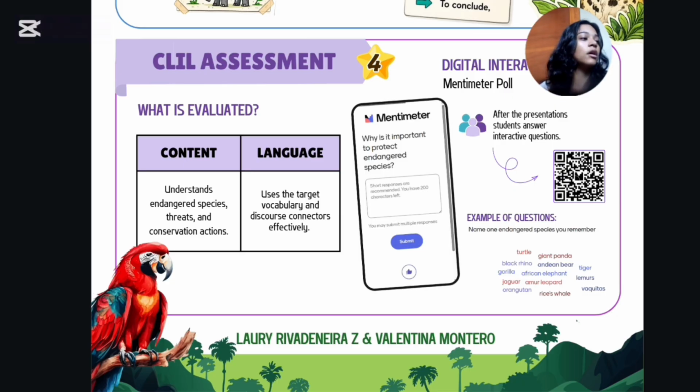Some questions are: name one endangered species you remember. What is the biggest challenge for endangered animals? Why is it important to protect these animals? And how confident do you feel during this presentation? These questions are good for us as teachers to see if they actually understood the topic, and also help students to reflect, mostly the last question, of how confident do you feel during the presentation. It helps the students to be conscious about their own learning process, and to see how they felt and what they would do differently, etc.